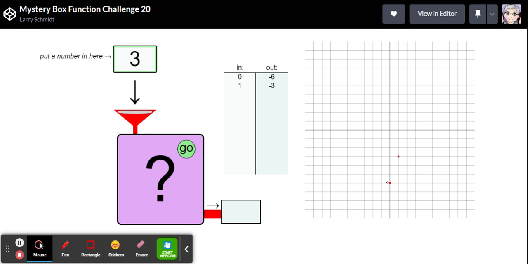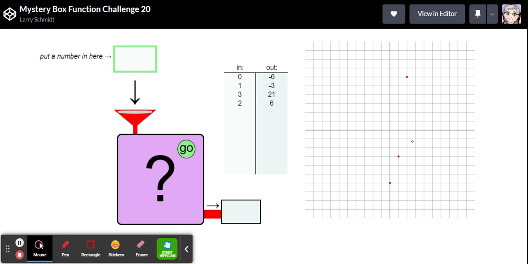Let's try 3. Oh, whoa, 21. Let's try 2. Maybe that's on the graph. 2 is giving us 6, so that is on the graph. But it's not where I expected it if this was going to be a line. So this went up 3 and over 1. So up 3 and over 1 would have put it right here, but that's not on the graph. So this looks like a curve.